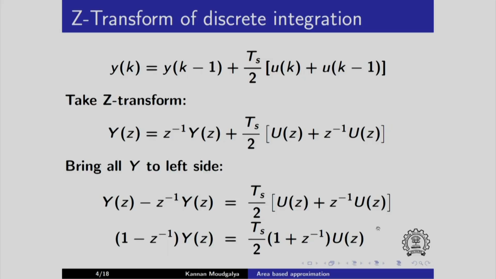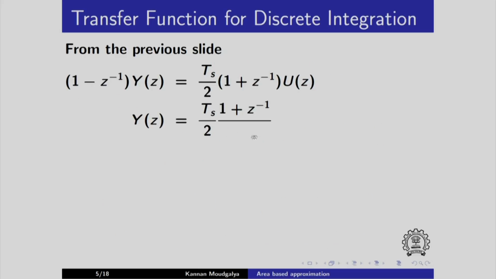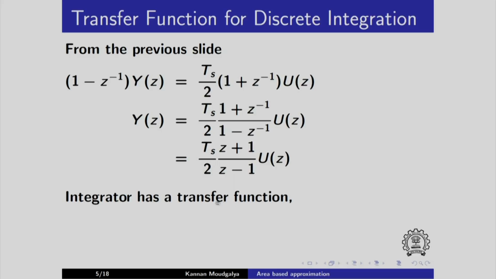In the next slide, let us start with this. Let us take this 1 minus z inverse to the denominator here, multiplied by this u of z. Multiply both numerator and denominator by z, we get z plus 1 by z minus 1 times u of z. So the integrator has a transfer function. Remember, we started with 1 over s. Why 1 over s? Because we found the area under the curve. So the integrator has a transfer function g I of z given by only this part, which is Ts by 2 times z plus 1 by z minus 1.